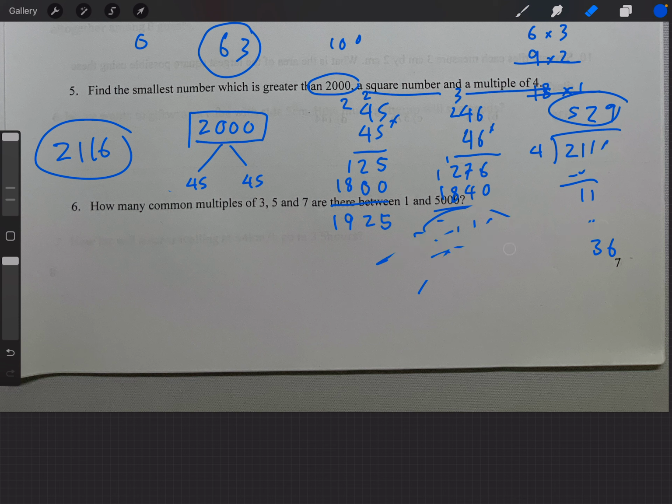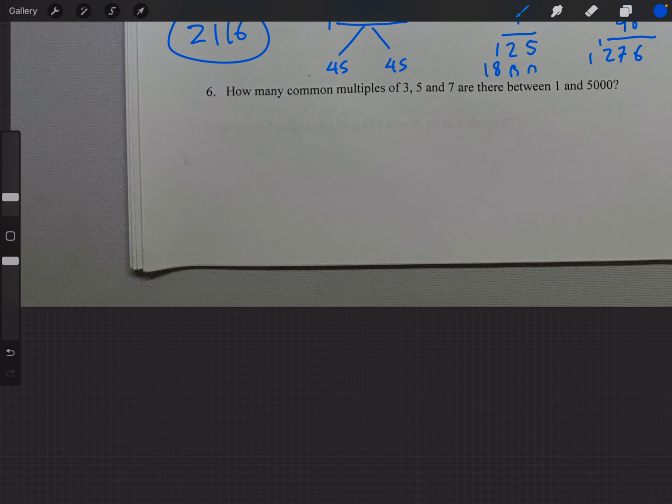All right, let's rub this out. Next one says, how many common multiples of 3, 5, and 7 are there between 1 and 5,000? So what you've got to do is find the lowest common multiple of 3, 5, and 7. So how do we do that? Well, what we can do is list the multiples of 7, because 7 is the largest number, right?